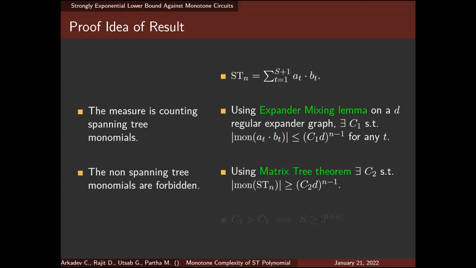On the other hand, using the matrix tree theorem, we show that there exists a constant C2 such that the number of monomials in the spanning tree polynomial is at least C2 times d to the power n minus 1. Now, together these two points, by showing C2 greater than C1, we get our required lower bound.